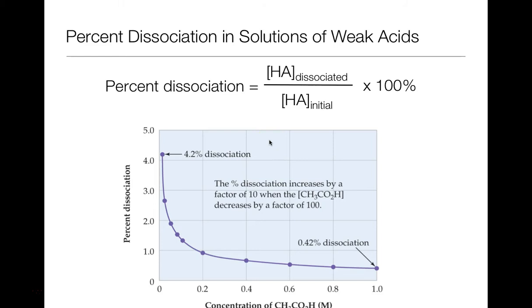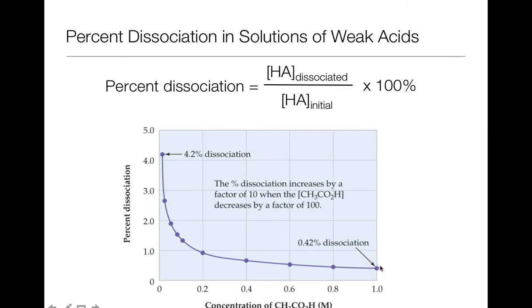So another thing that will happen when we're talking about weak acids, and it's a common way to talk about weak acids, is percent dissociation. It's pretty easy. It's exactly what it sounds like. It's the amount of HA that's dissociated, so the concentration of A minus, all over the concentration that you started with, multiplied by 100. One thing that you'll notice is that percent dissociation changes as concentration goes up.